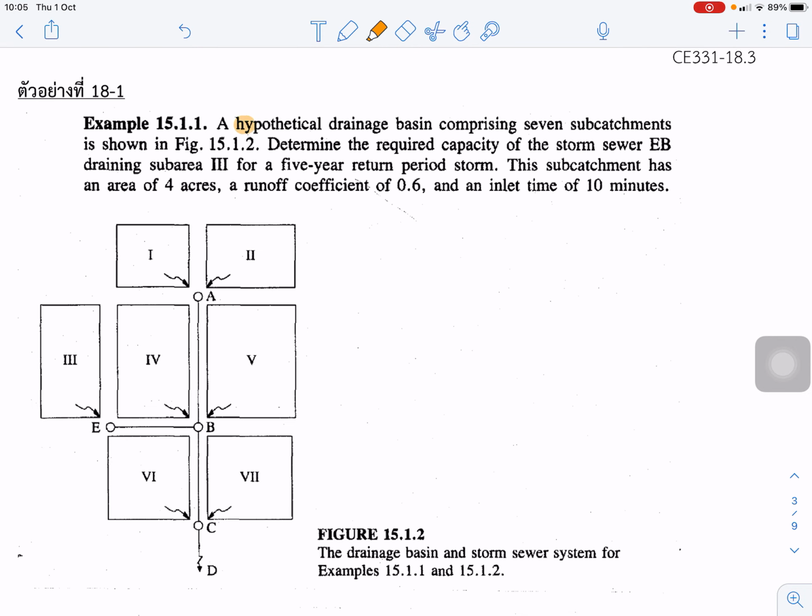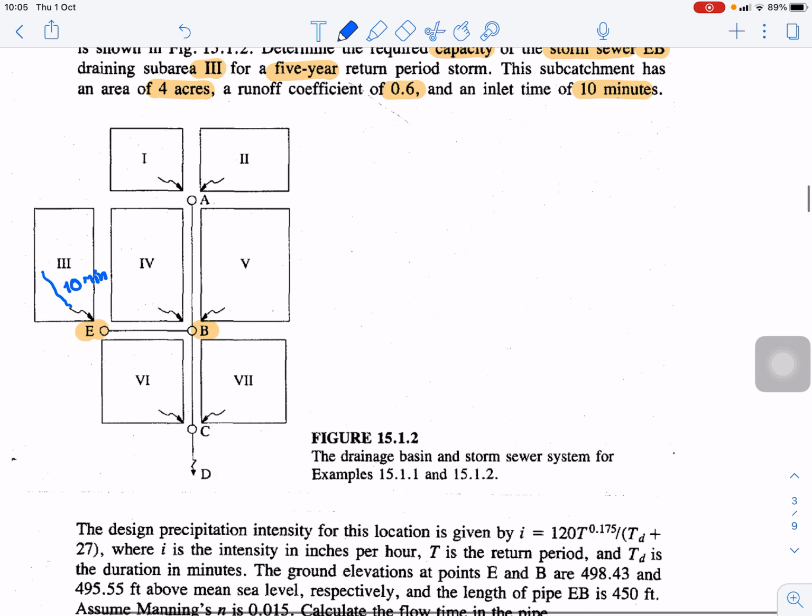This is a hypothetical drainage basin comprised of 7 subcatchments shown in the figure below. Determine the required capacity of the storm sewer EB. So this is pipe EB, draining sub-area 3 for the 5-year return period storm. This subcatchment has 4 acres and a runoff coefficient of 0.6. Inlet time is 10 minutes. So the inlet time is about 10 minutes. Okay, flow to the outlet.